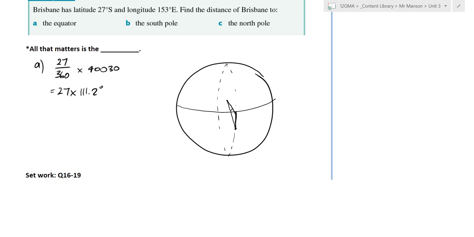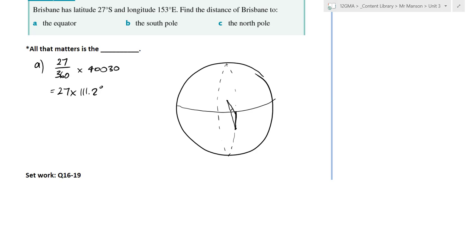27 degrees is the difference between Brisbane's location and the equator. Therefore, the distance will be the number of degrees times 111.2. Don't overcomplicate this process. Two things I need to say. First of all, determine if it's on a great circle. And if it's on a great circle, just get the angular difference and multiply by 111.2. That's all you need to do.